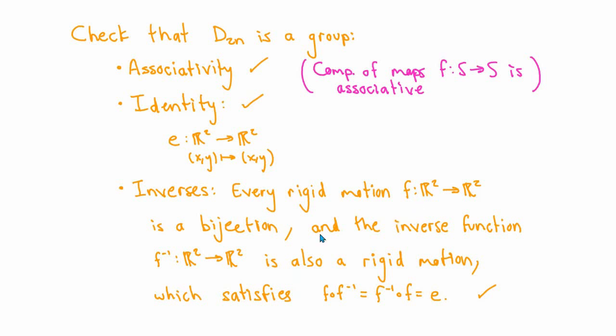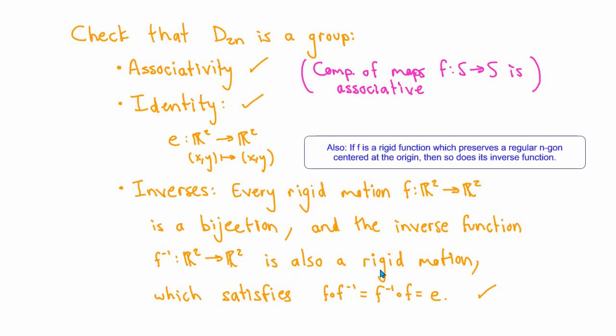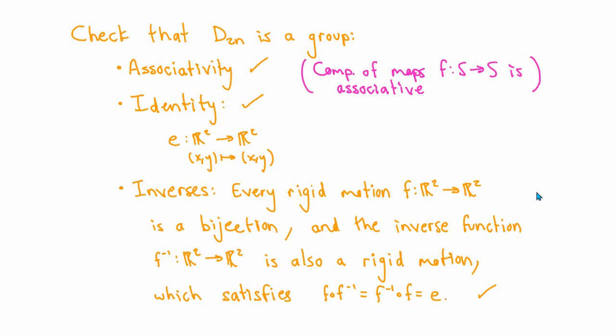It's also not difficult to convince yourself that the inverse function of a rigid motion is another rigid motion, so it's another element of the set of rigid motions. And of course, it has the property that when you compose it with the original function either from the left or from the right, you get the identity map back. So that establishes the existence of inverses, and it shows that D2n is in fact a group.